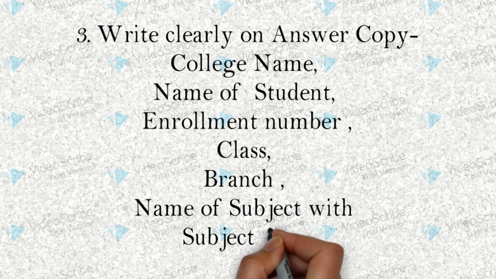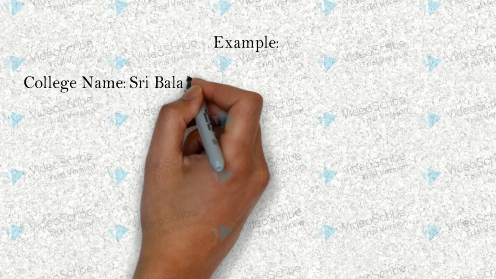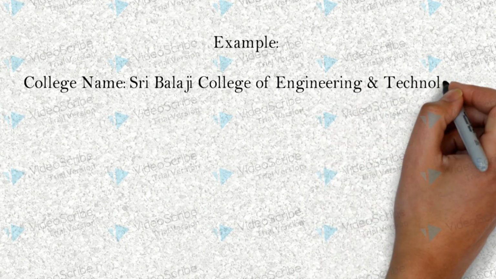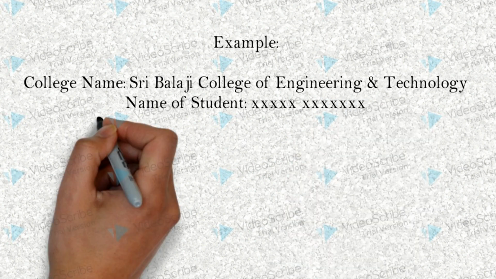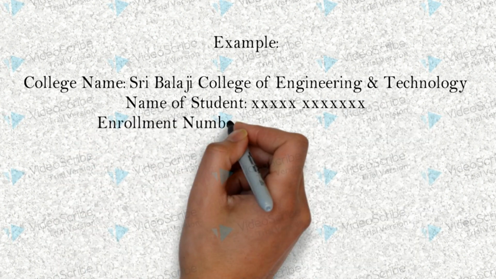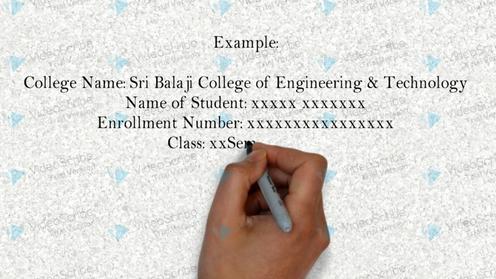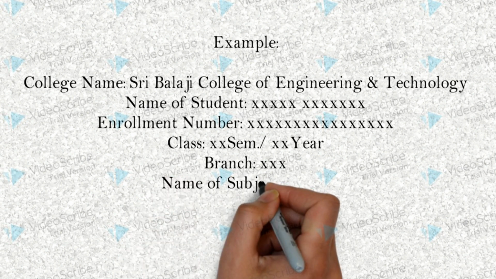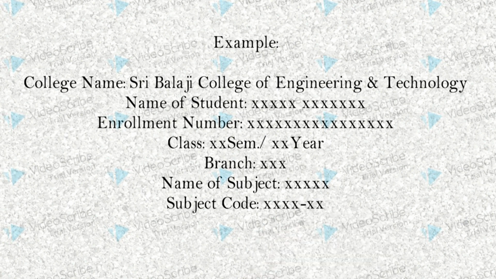Let's see in this example. In the college name, you have to write Shri Balaji College of Engineering and Technology. And name of student, you have to write your full name. In enrollment number, you have to write your enrollment number. In class, you have to write your semester, your current year, your branch, name of subject and code, etc.